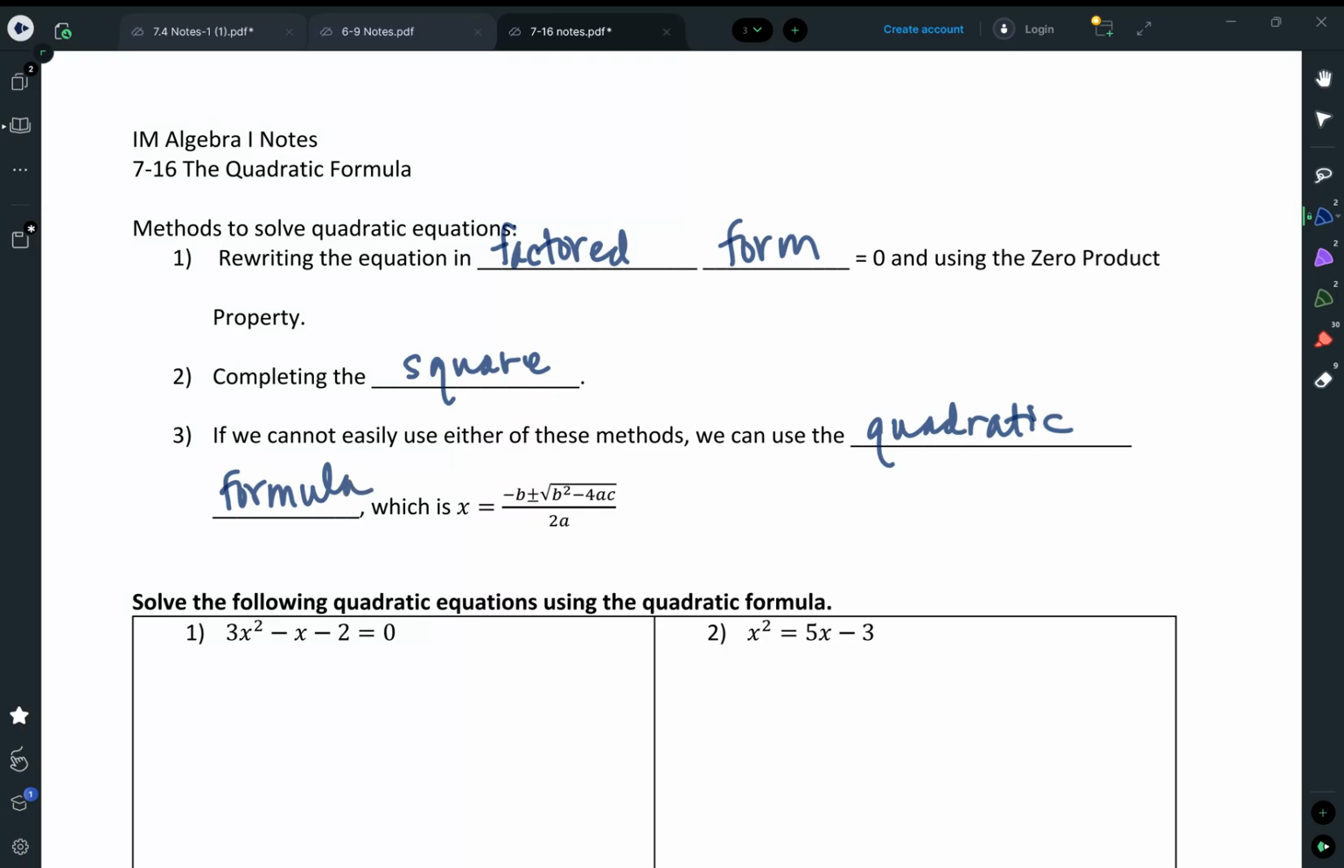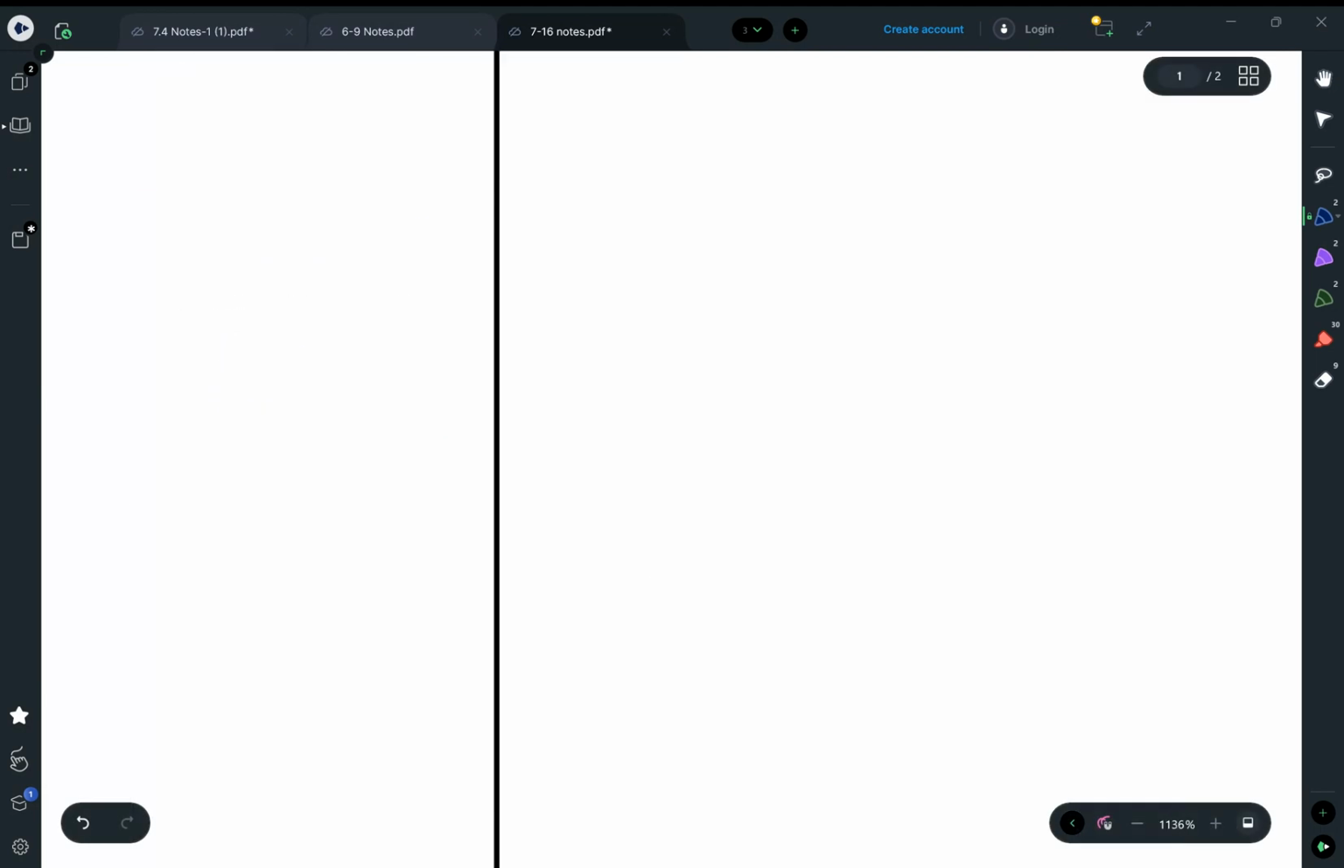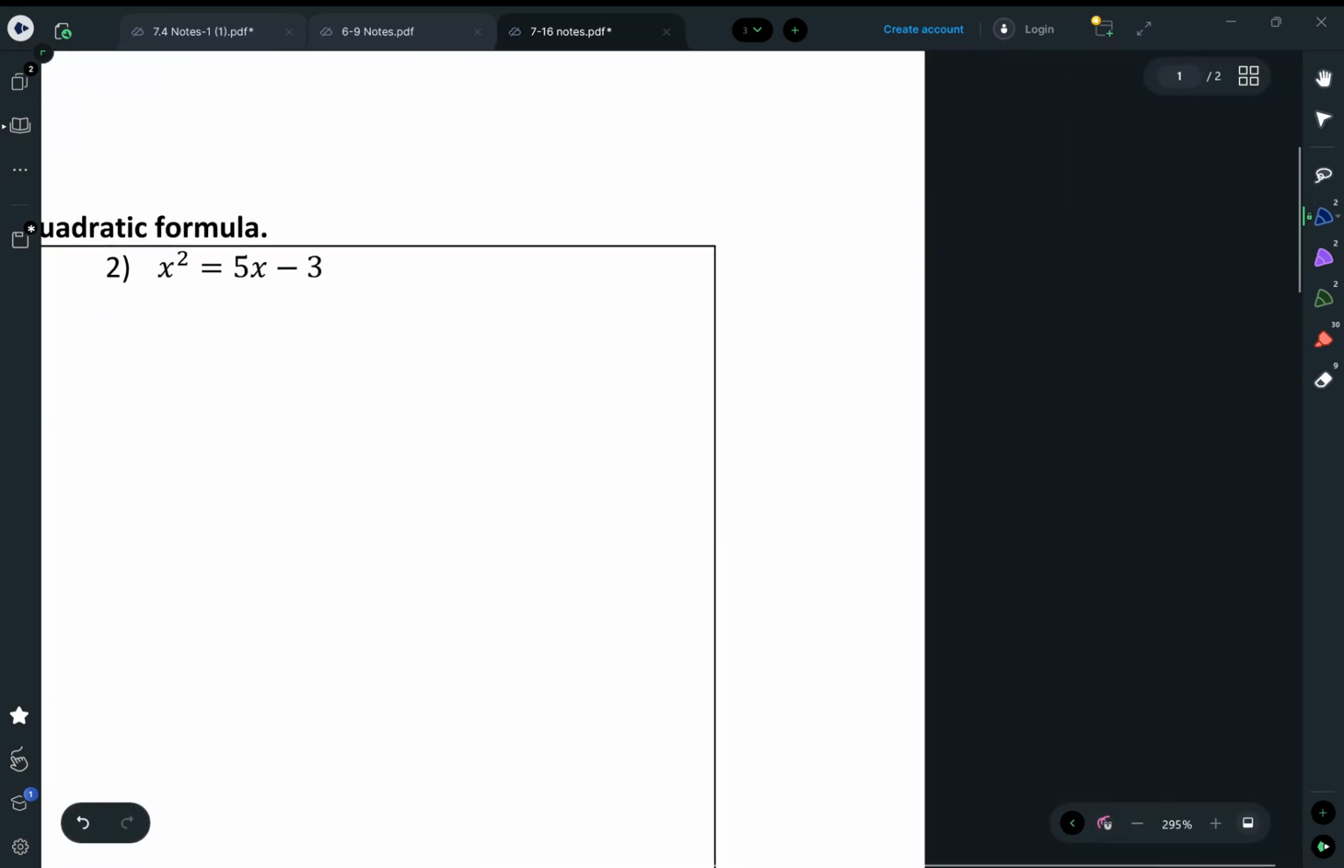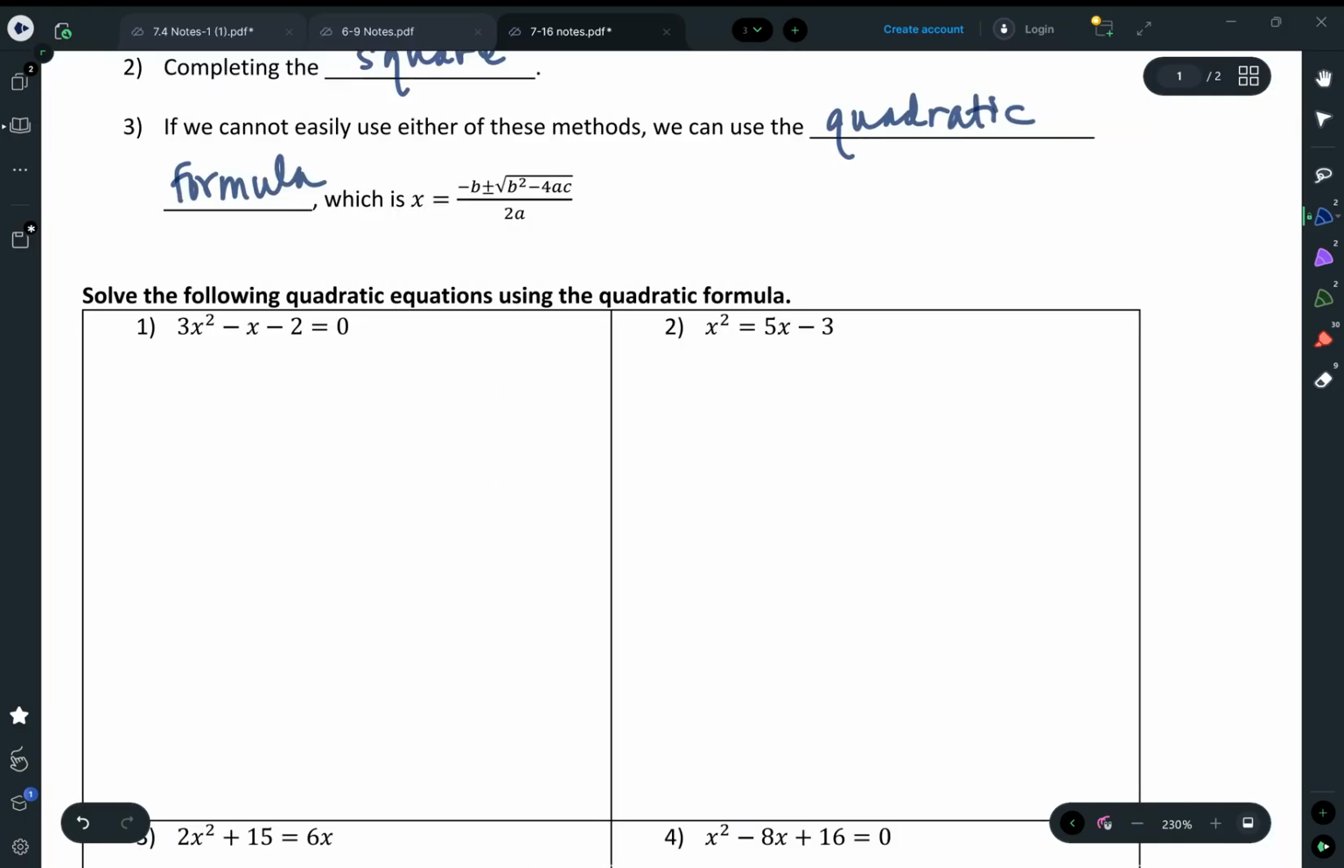So we're going to go ahead and use this below. I've got the formula all typed out here for you, so you don't have to look back at your notes. Oops, sorry about that. But we're going to practice using that on a bunch of problems right now.